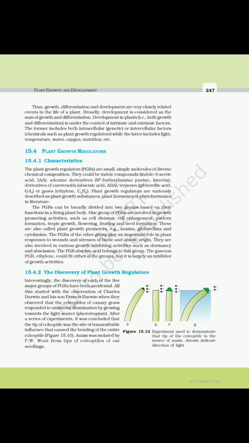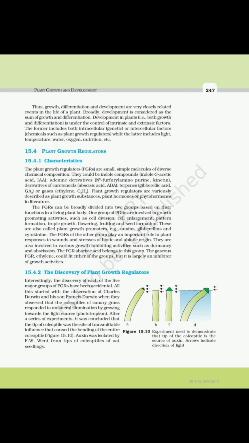15.4 Plant growth regulators. 15.4.1 Characteristics. The plant growth regulators (PGRs) are small, simple molecules of diverse chemical composition. They could be indole compounds, indole-3-acetic acid (IAA); adenine derivatives, N6-furfurylaminopurine (kinetin); derivatives of carotenoids, abscisic acid (ABA); terpenes, gibberellic acid (GA3); or gases, ethylene (C2H4). Plant growth regulators are variously described as plant growth substances, plant hormones or phytohormones.